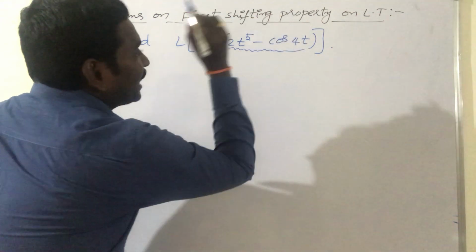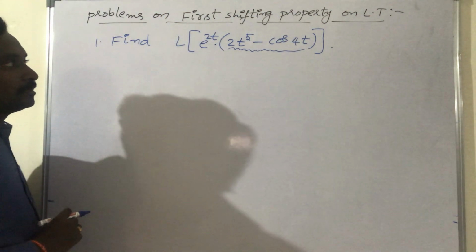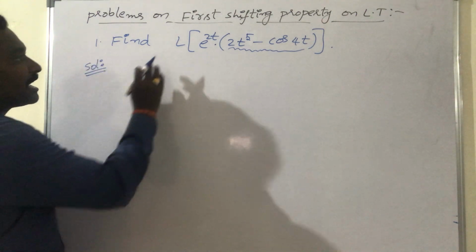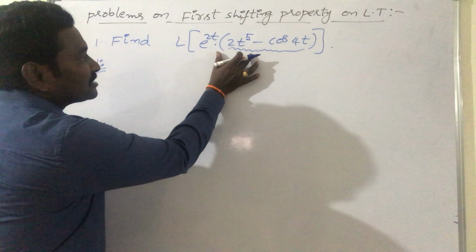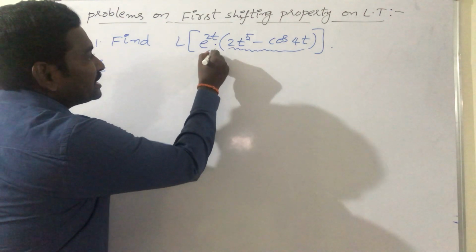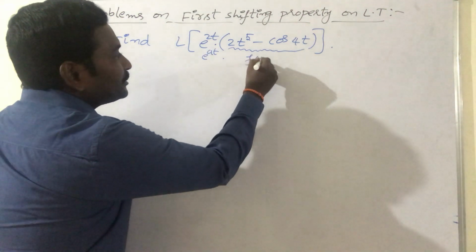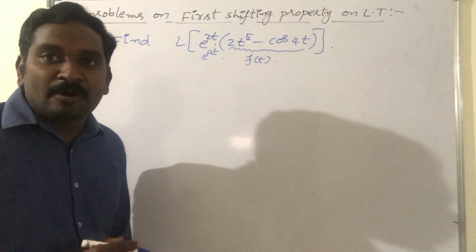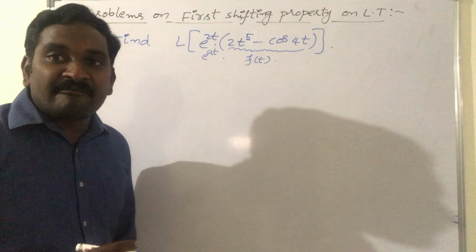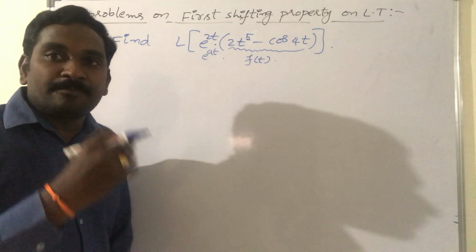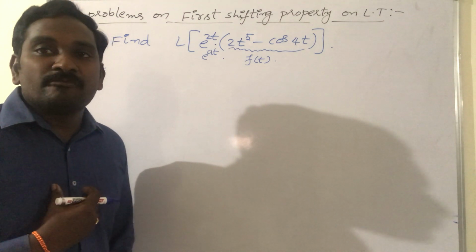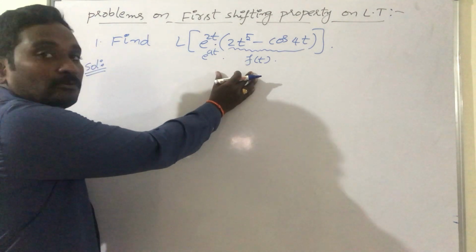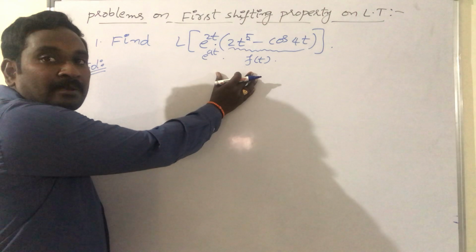So clearly here we have to find the Laplace transformation of this function. The given function is in the form of e power at into f of t. Whenever the given problem is in the form of e power at into f of t, immediately we should conclude that we should find the Laplace transform by using the first shifting theorem on Laplace transform.